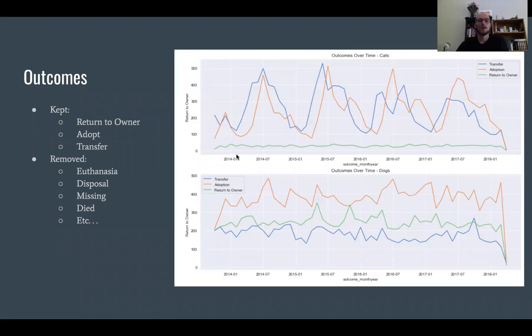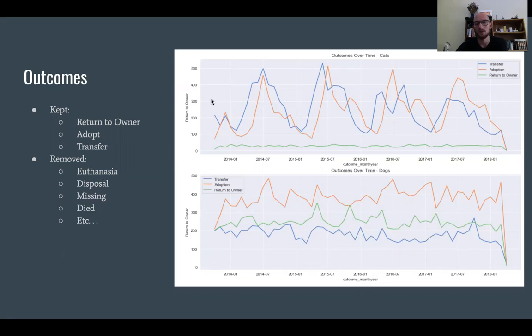So I focused on the three top outcomes. They're return to owner, adoption, and transfer. So there's also euthanasia, disposal, missing, died, etc. But as this was a no-kill shelter, euthanasia is only in extreme circumstances, like when the animal is badly injured or sick. So it made sense to me, both logistically and morally, to just focus on return to owner, adopt, and transfer.